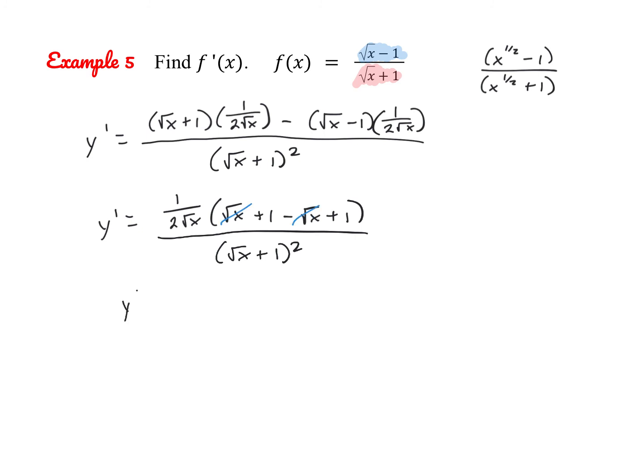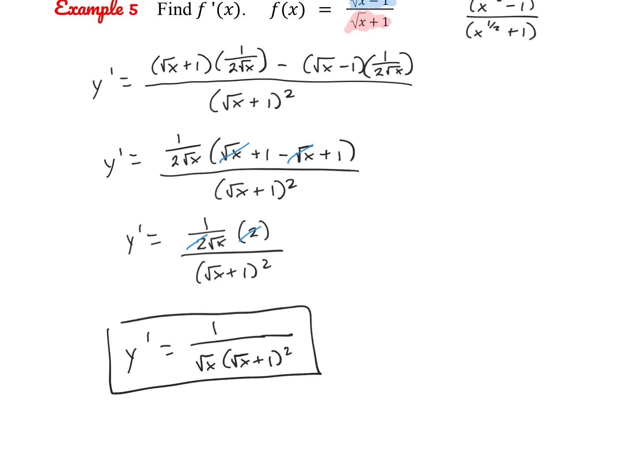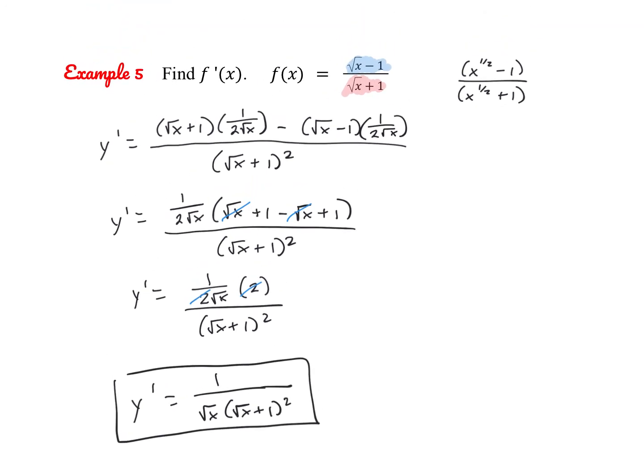And what we have left is y prime equals 1 over 2 root x times 2 over square root of x plus 1 squared. Here, this simplifies out, and then we'll move this down to our denominator, and our derivative becomes 1 over square root of x times the square root of x plus 1 squared. And this will be our final answer.